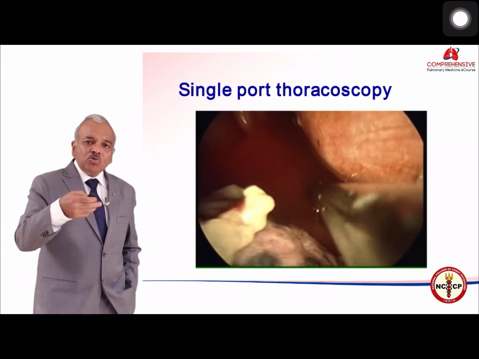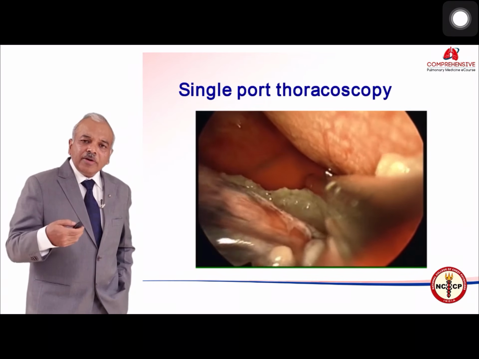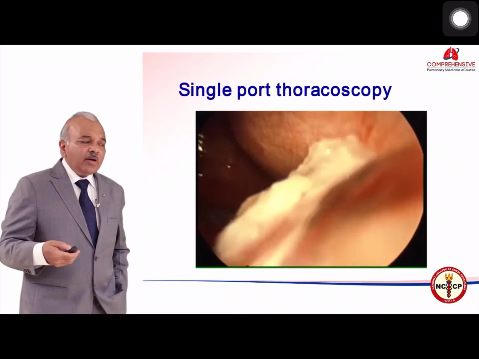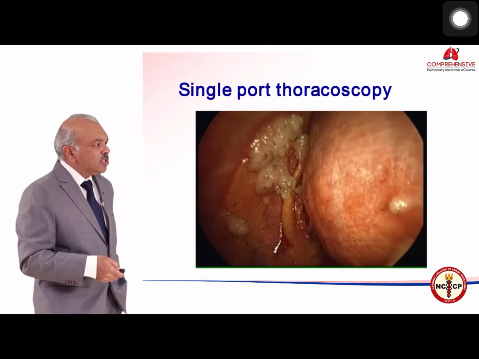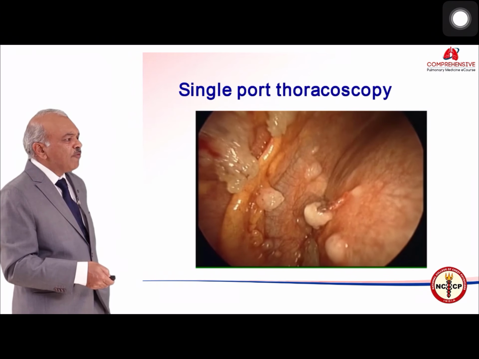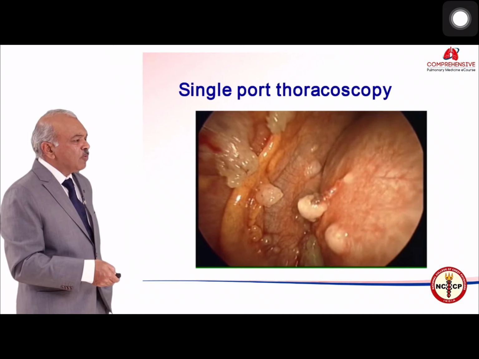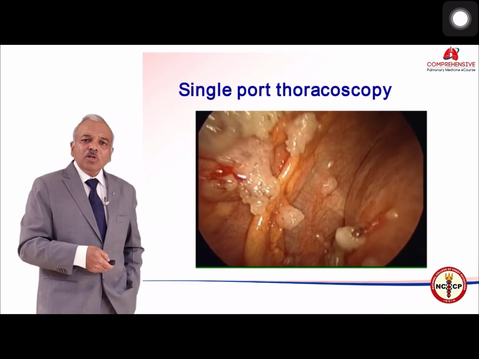Why these patients do not go into pulmonary edema is because a pneumothorax is being created at the same time. You can see here a brilliant view of the pleura once the pleural fluid has been taken out. This is the diaphragm on one side, this is the parietal pleura on the other side, and you can see here these nodules on the pleural surface.